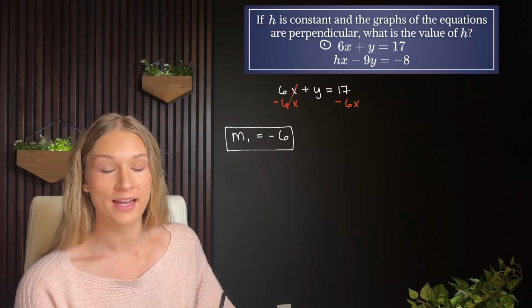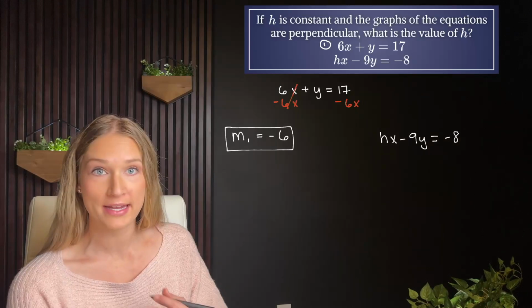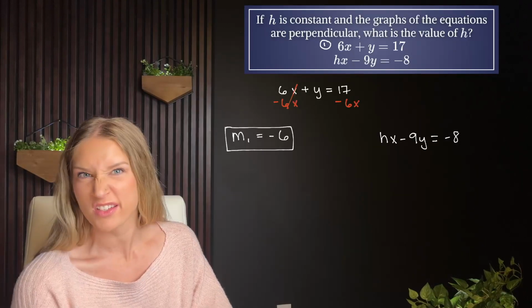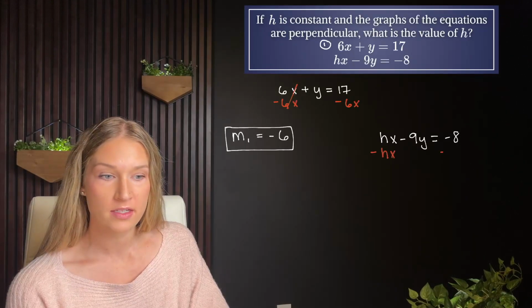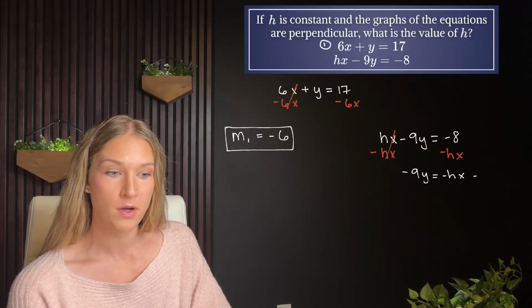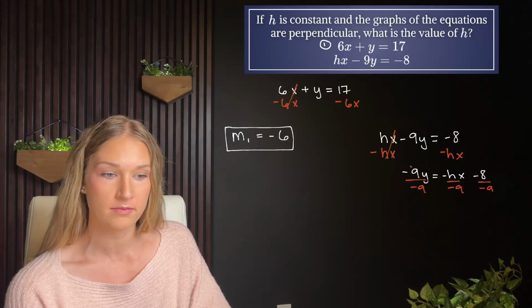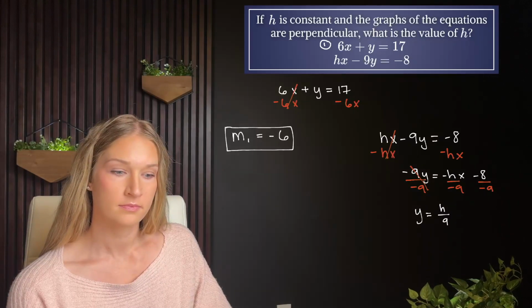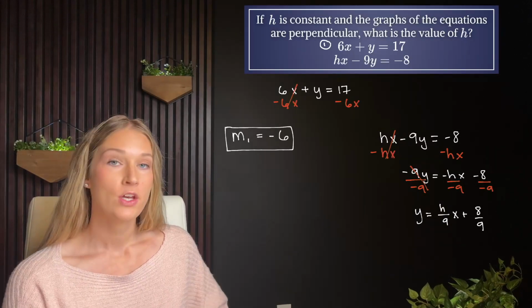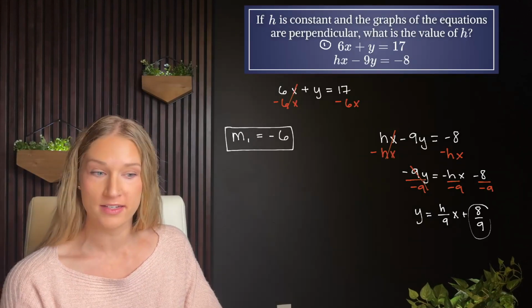Now I'll focus on line 2. Line 2 has an h in front of my x, but that's okay. I can still move everything over to get y alone, and I can still write it in y equals mx plus b form. It's just going to look a little bit weird. So I'll subtract that hx from both sides, and then that negative 9 is still my coefficient on y, so I'll divide everything by negative 9 to isolate my y. Now in both of these fractions, when I divided by 9, we had two negatives. So both of those negatives canceled and made each other positive. So now I have positive h over 9, and then positive 8 over 9.